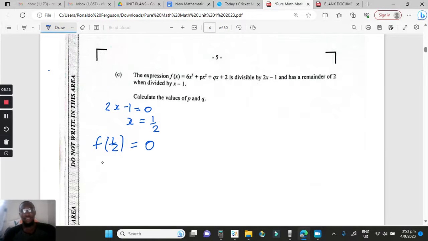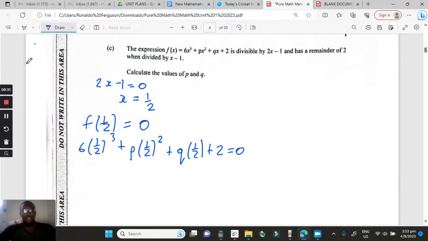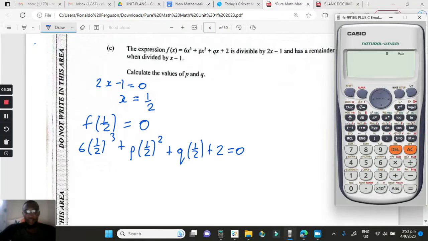So we're going to put it in our calculator. We're going to put 6 times a half cubed plus p times a half squared plus q times a half plus 2 equals naught. Now let's just simplify. This is very easy. So simplifying, I'm just going to use the calculator. It's early days.